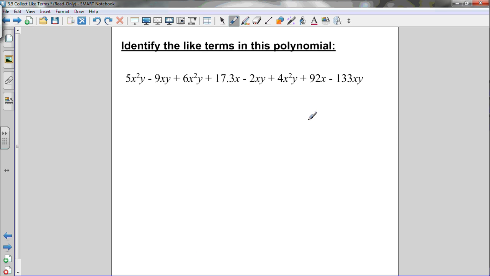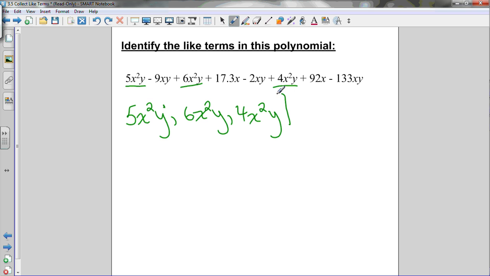Let's do another example. In this polynomial, I've got a bunch of terms separated by addition and subtraction signs. Let's group our like terms together. So I have a 5x squared y. Let's see if there are any other terms in this polynomial that have the exact same variables with the exact same exponents. We need terms that have an x squared, y to the 1. I've got one here, 6x squared y. And I've got another one right here, 4x squared y. So there's a group of like terms.